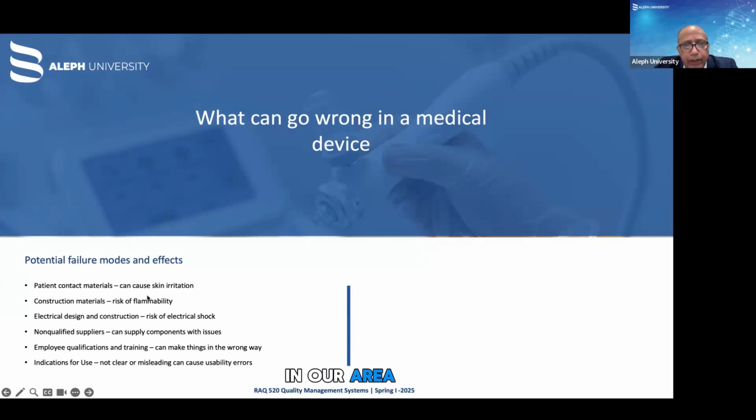Also, another area where we can have potential failure modes and effects is in the indications for use, the labeling, or the user's manual for the product. That can cause unclear or misleading instructions that can cause usability errors. If a user's manual for a medical device has errors, then people are going to use it in a way that can cause damage to the patient or damage to the operator. So we have to make sure in the quality management system that the instructions, the labeling, everything related to alerting the user of potential problems is clearly stated. We need to make sure that the labels are correctly used.